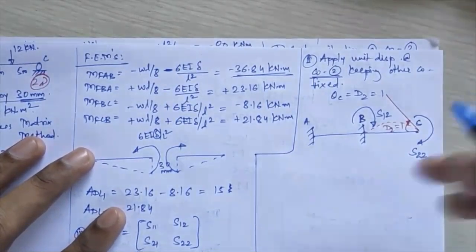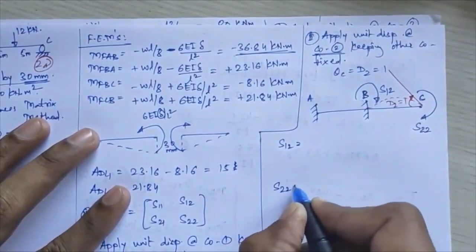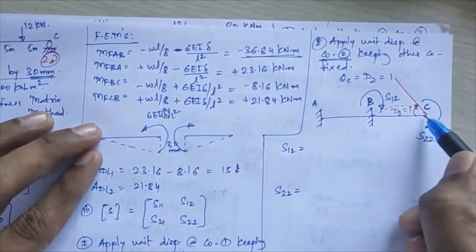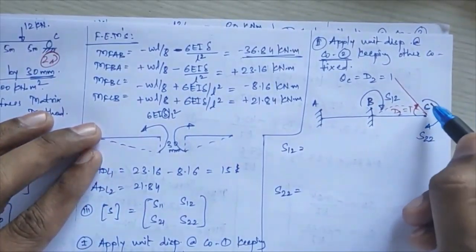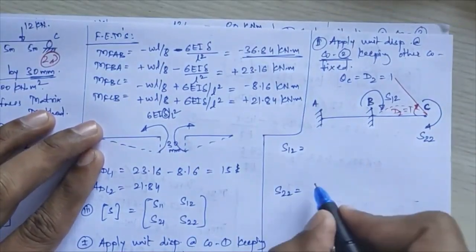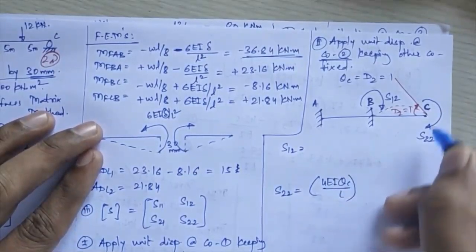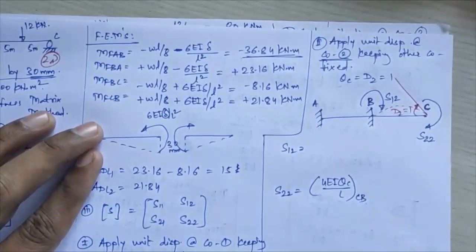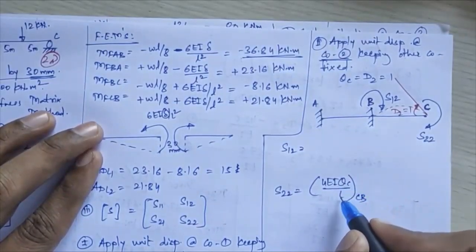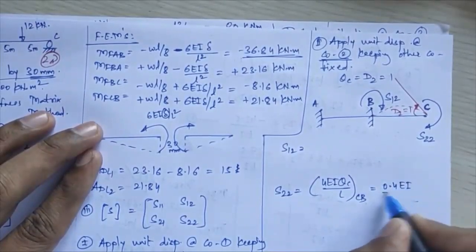Okay. So I'll calculate the values of S12 and S22. I'll calculate S22 first. You are applying unit displacement at your second coordinate, and corresponding to that C will be your near end rotation. So you will get 4EI theta C upon L, and that will be for your member CB. Here theta C will be 1, length is again 10, so this will be 0.4 times EI.